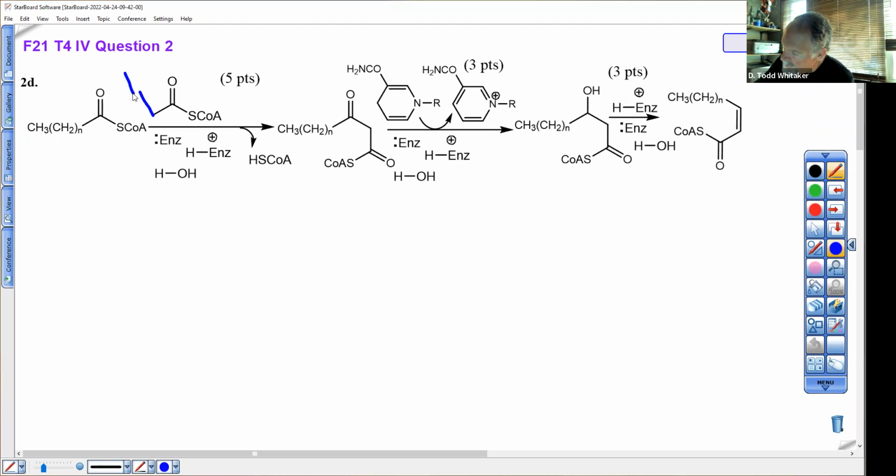What base are we going to use in biochemistry? Well, we're going to use the base that's attached to some active site in an enzyme. We've got an enzyme with a lone pair that's going to act like a base, right here.